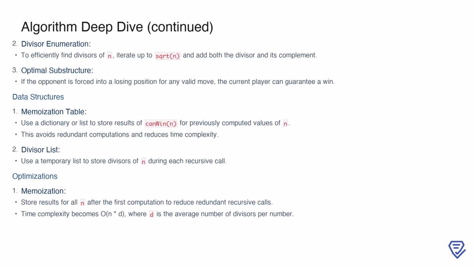Additionally, the problem exhibits an optimal substructure. If the opponent is forced into a losing position for any valid move, the current player can guarantee a win by making that move. To support these optimizations, we use two key data structures.